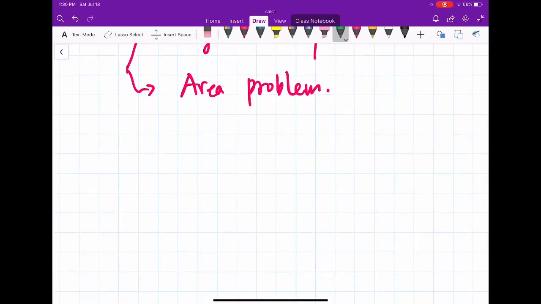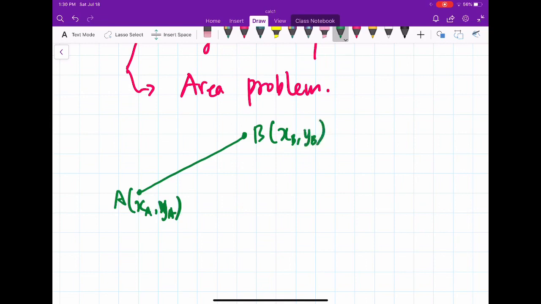We know from precalculus that if you have 2 points A and B, and we know the coordinates of A, XA, YA, and here we have XB, YB, then we can find the slope of the straight line passing through A and B, right? So I write the slope is equal to YB minus YA divided by XB minus XA. That is the slope of the straight line passing through A and B.